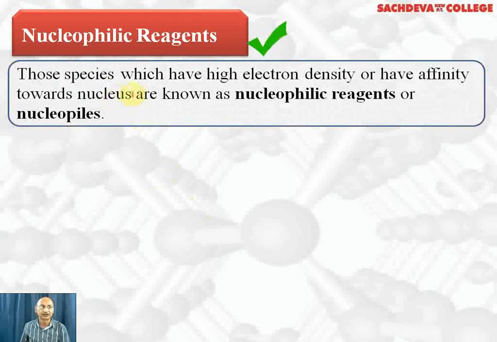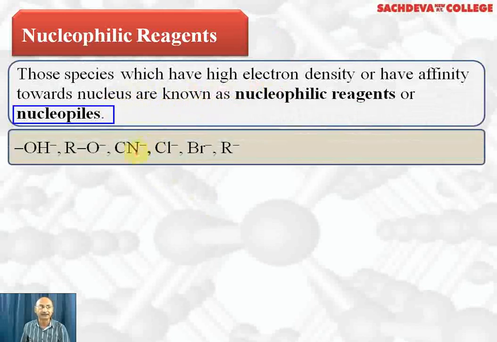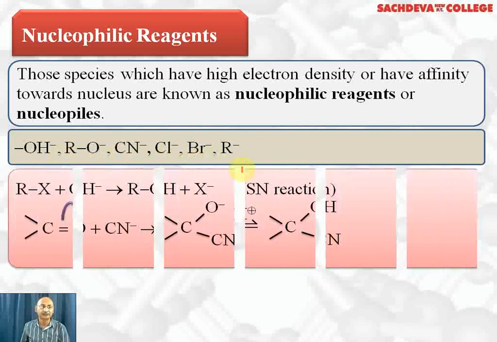Nucleophilic reagents. Those species which have high electron density or have affinity towards nucleus are known as nucleophilic reagents or nucleophiles. Examples are OH-, RO-, cyanide, chloride, bromide ions. All of them are negatively charged, so they are nucleophiles.